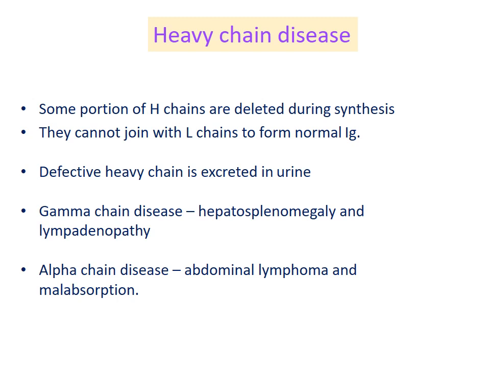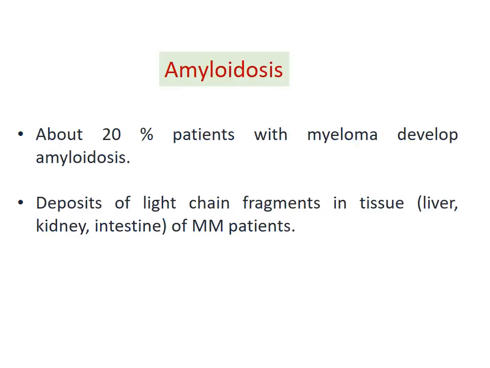Okay. Now amyloidosis. Amyloidosis is also a disease of light chain. Here 20% of myeloma patients develop amyloidosis. How? Because the light chain fragments of the clone of plasma cells which proliferates are deposited within the tissue, in the liver, kidney, intestine, even within the brain. Okay, so they develop typical symptoms due to the deposition of the light chain fragments within the tissue. Okay, this is called amyloidosis.